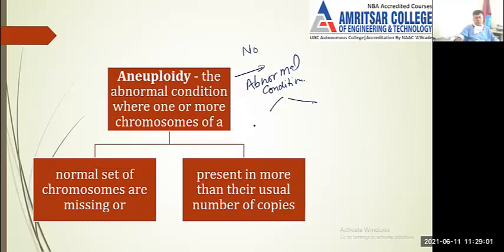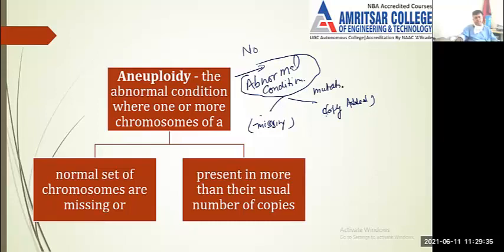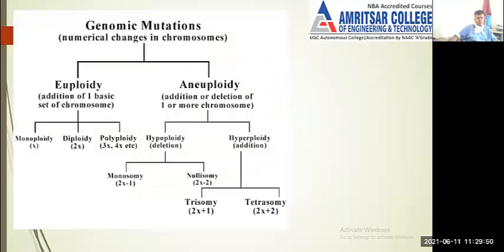Either a chromosome is missing or an additional copy is added. There are two conditions of aneuploidy, and both the conditions are called abnormal condition. So this abnormal condition is arising because of, follow how this condition arises, because of mutation. There, now you can see there is a numerical change in the chromosome.